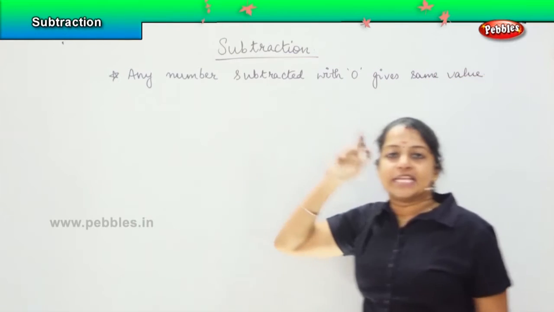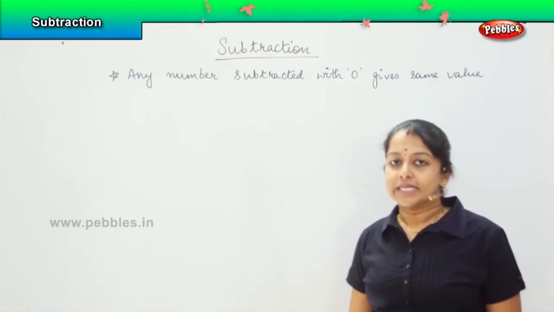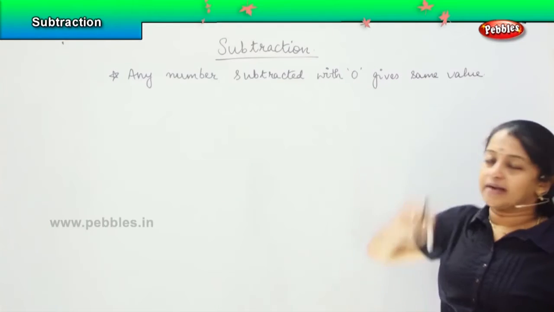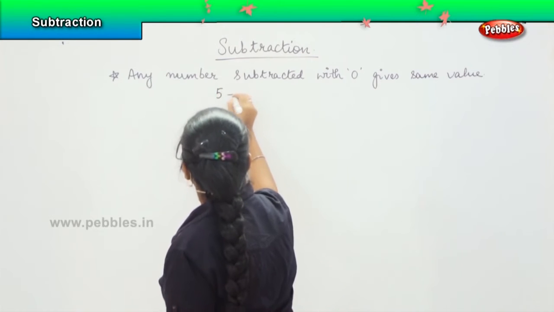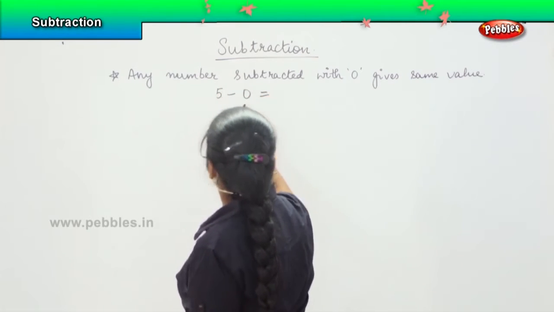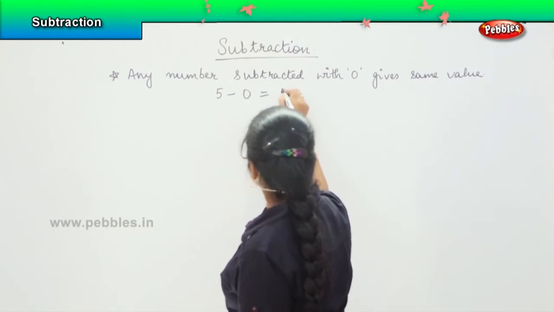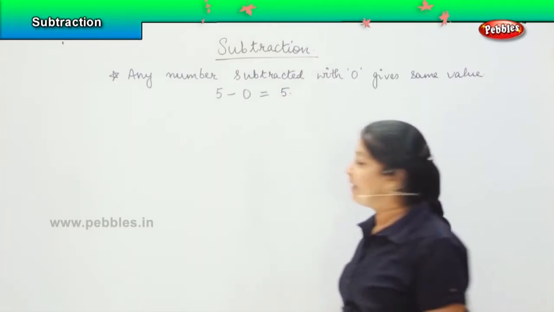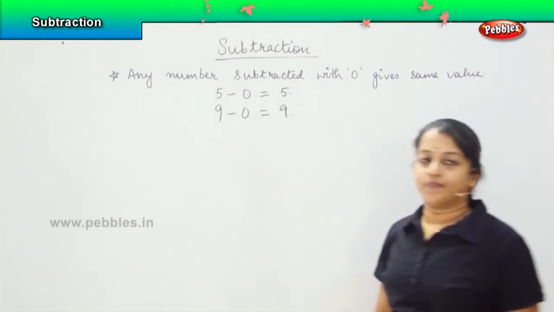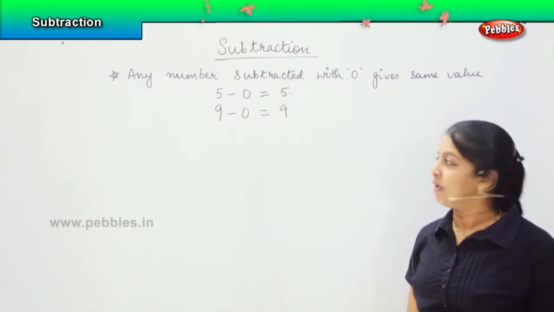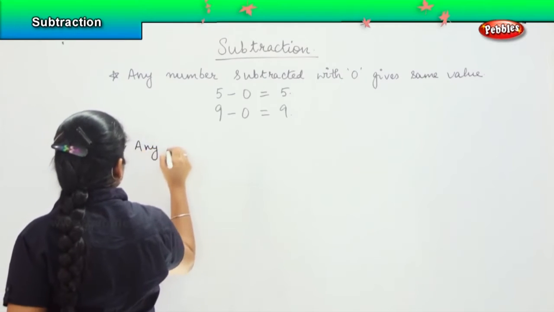So this is the same as addition. In addition, we learned that any number when added with 0 gives the same value. Similarly, any number when subtracted with 0 will give me the same value. For example, if I try to reduce 0 from value 5, my answer will remain the same. It will not change. Okay. Similarly, 9 minus 0 will give me the same value, 9. Is it clear?